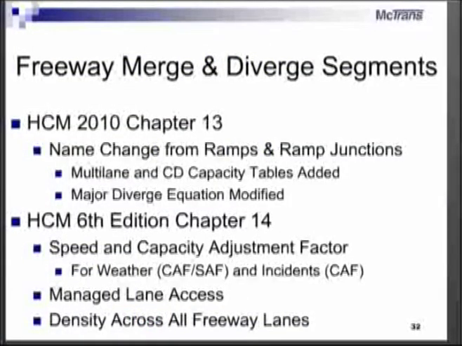Merge and diverge. In the 2010 manual, ironically, the name of the chapter was changed, but almost nothing changed in the chapter. And in the 6th edition, not much changes here either. Again, to be consistent, capacity and speed are adjusted for weather, incidents, and driver population. There is one suggestion about managed lanes, and we added the ability to get density across all freeway lanes, even though density for level of service is within the influence area, which only includes 2 of the freeway lanes.